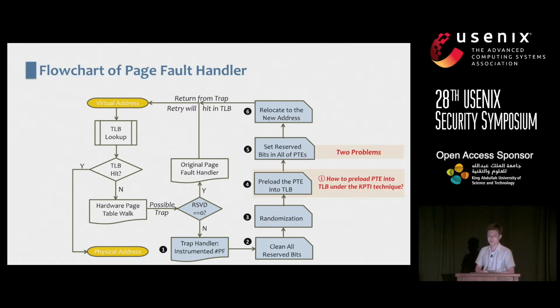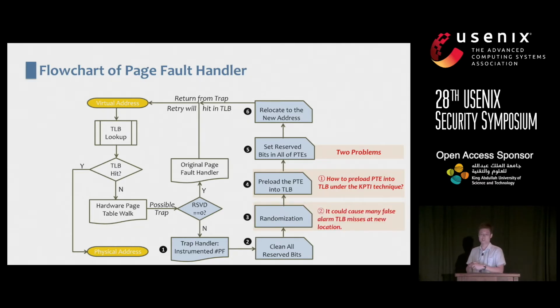The first is how to preload the PTE into the TLB under the KPTI technique. We know that to mitigate the Meltdown attack, the Linux kernel integrated the KPTI technique. It splits the page table into a kernel mode page table and a user mode page table. Because SafeHidden needs to intercept the system call and the page fault exception, SafeHidden is mapped into the kernel mode page table. And it needs to preload the user mode page table PTE into the TLB. During a context switch, it will switch the page table and flush the TLB. How to preload the user mode PTE into the TLB is a problem.